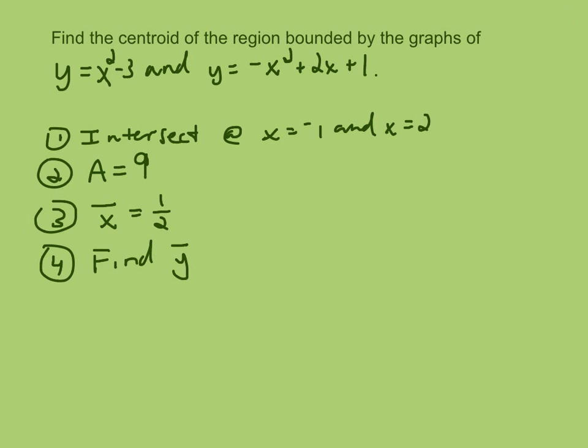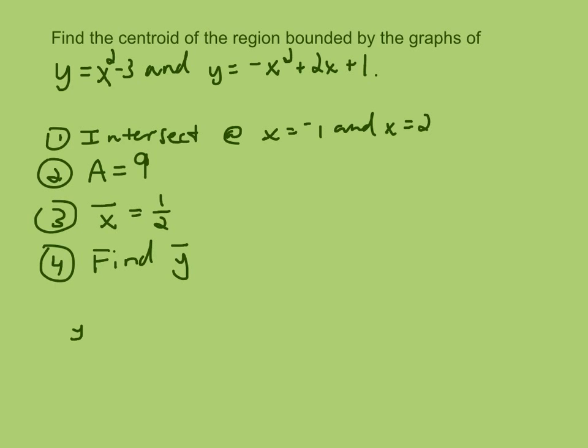Okay, we're finishing up the previous video where we're trying to find the centroid of the region bounded by the graphs of y equals x cubed minus 3 and y equals negative x squared plus 2x plus 1. In the previous video we found that they intersected at negative 1 and 2 by setting them equal to each other. We integrated to find the area between the curves, and we found out that it was 9, and then we worked to find that the x coordinate of the centroid, x bar, is equal to a half. And finally, we just have to find the y coordinate of the centroid, y bar.